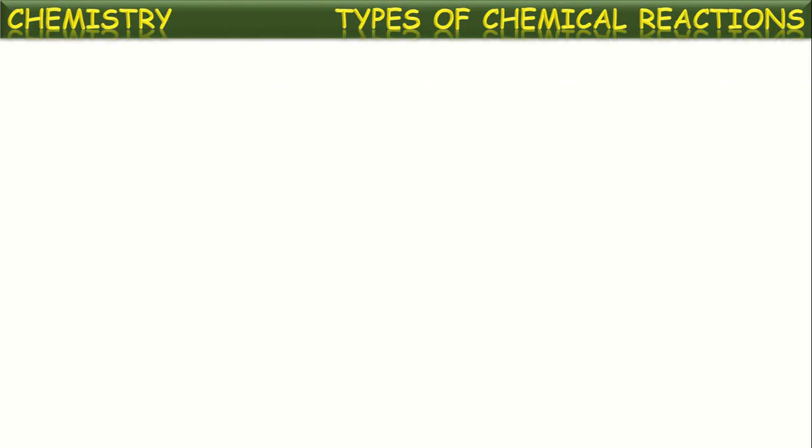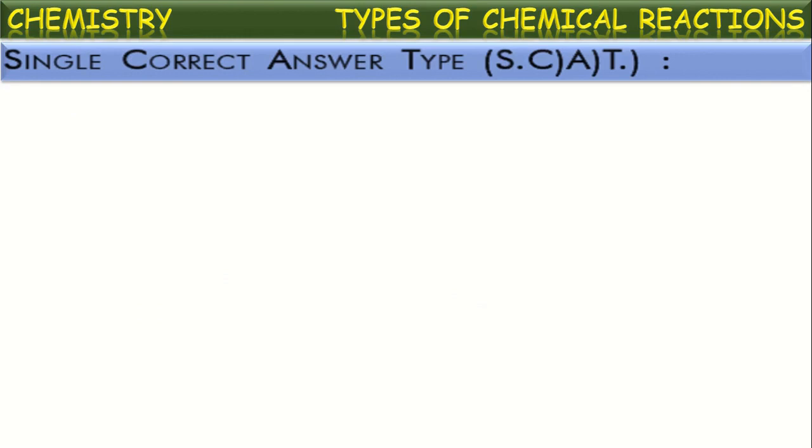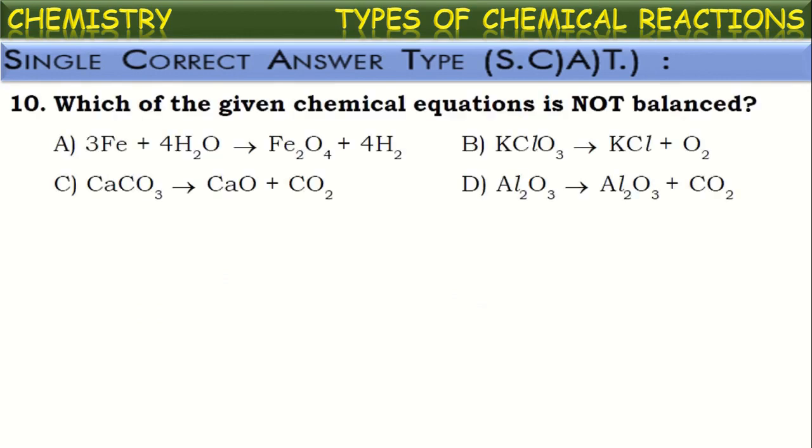Okay, next one. Now let us see here single correct answer type questions. See the first one. Which of the given chemical equations is not balanced? What is a balanced equation first? The chemical equation in which the number of atoms of all the elements on both the sides is equal is said to be a balanced chemical equation, which is also called stoichiometric equation. Now they're asking which is not balanced here.